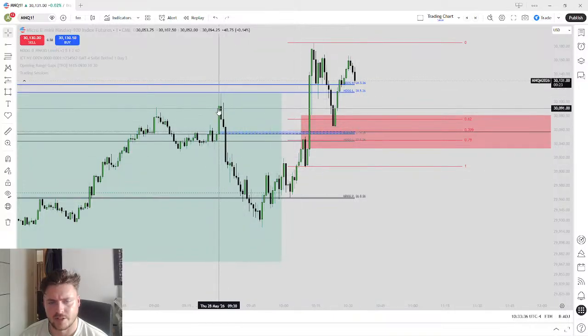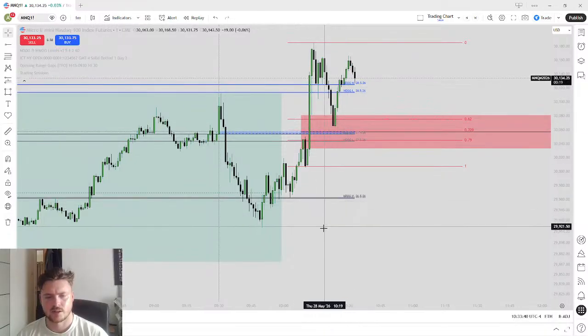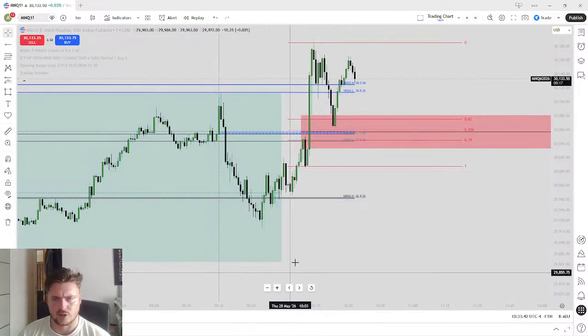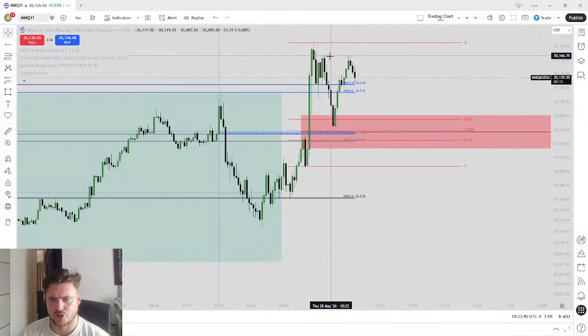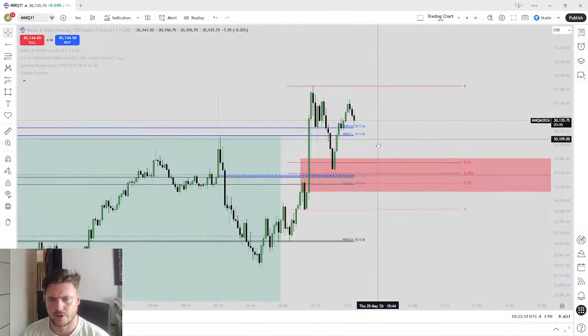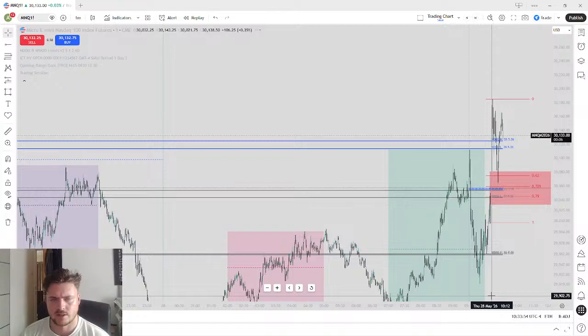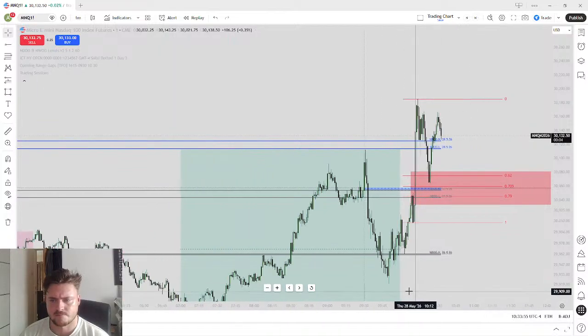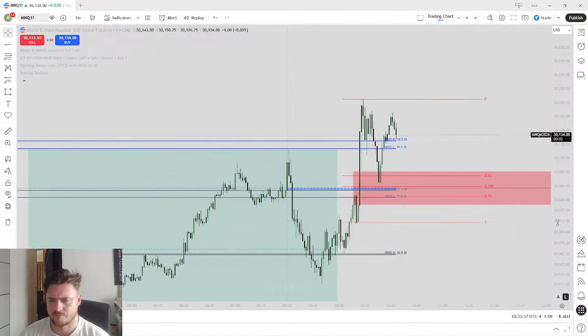So they would have offloaded here, re-entered, offloaded. That's what smart money is doing. They're aiming for the liquidity. So this is now engineering more highs, trapping short sellers. We know the liquidity void needs filling. Okay.